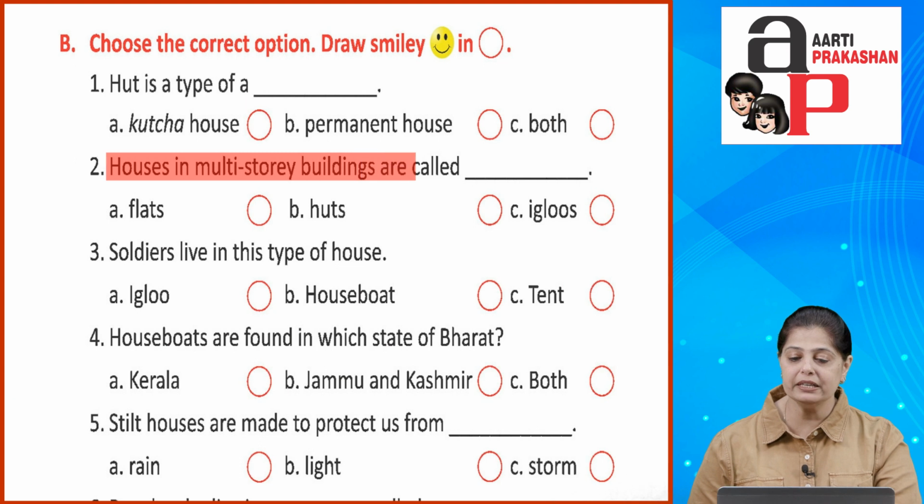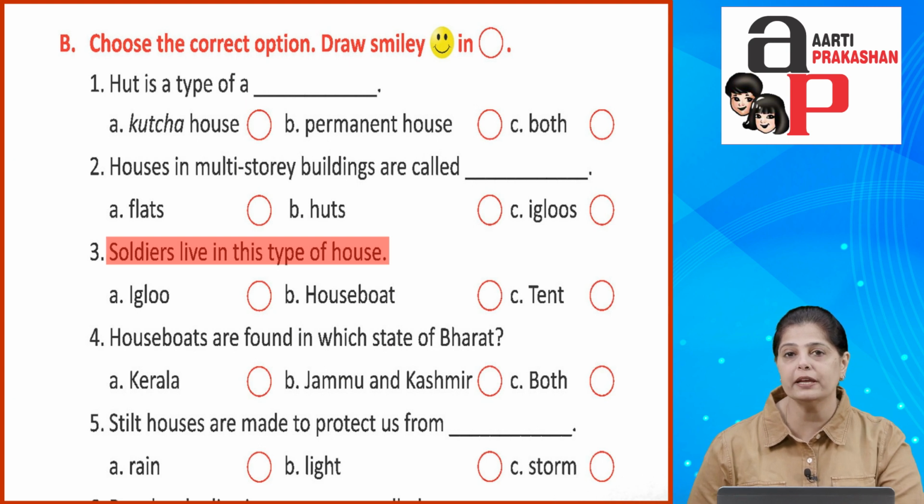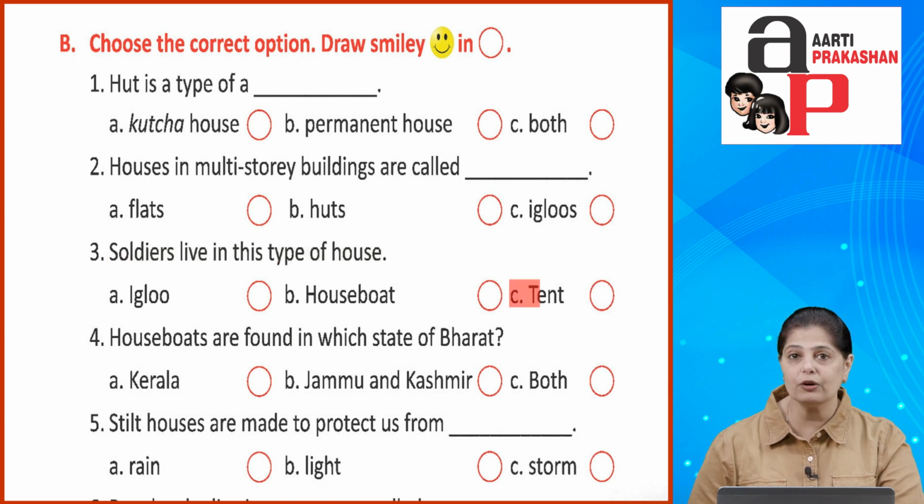Houses in multi-story buildings are called flats, huts, or igloos. It's very easy. So the right answer is A, flats. So put a smiley in the circle next to flats. Soldiers live in this type of house: igloo, a houseboat, or a tent. Soldiers keep moving their houses from place to place to keep our country safe. So they cannot stay in one place at a time. So that's why their houses are called tents. So the answer is C, tent. Put a smiley next to the tent.